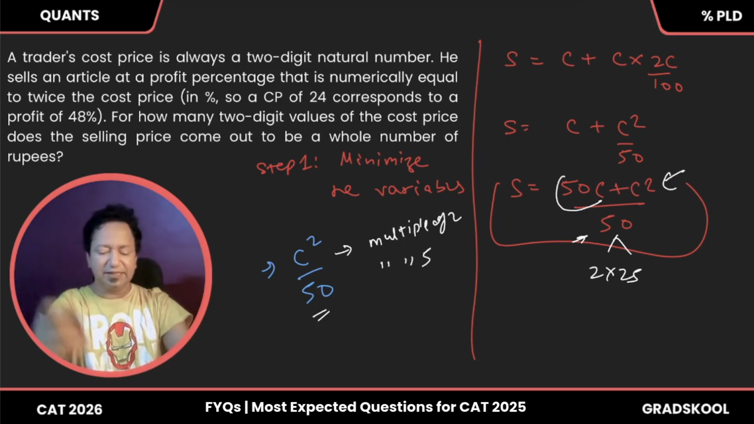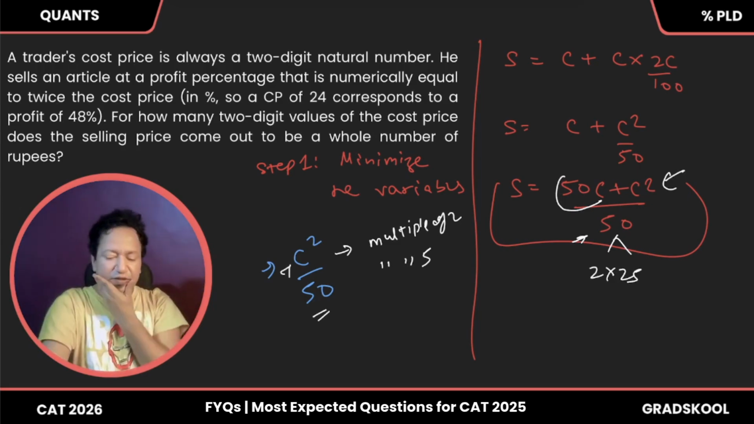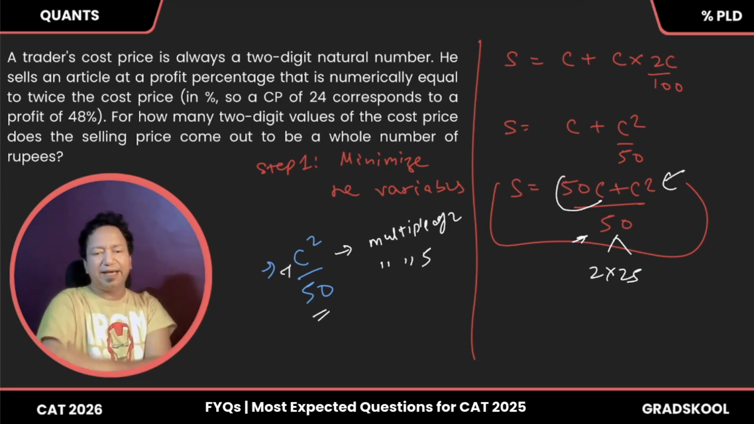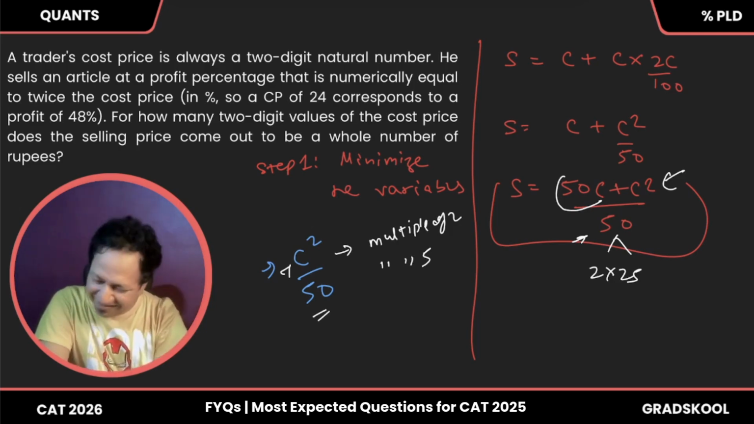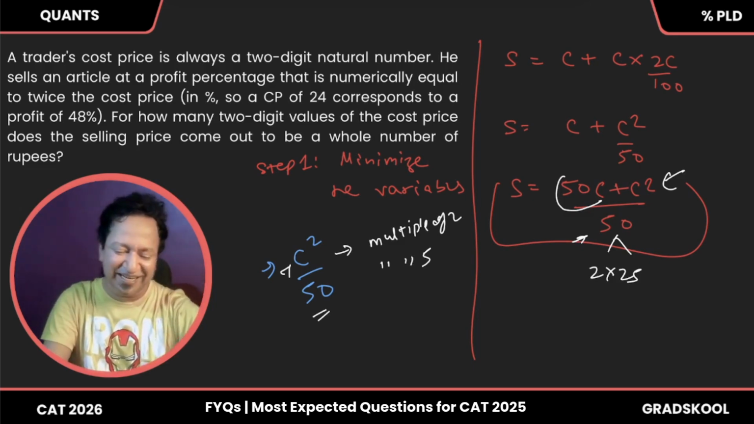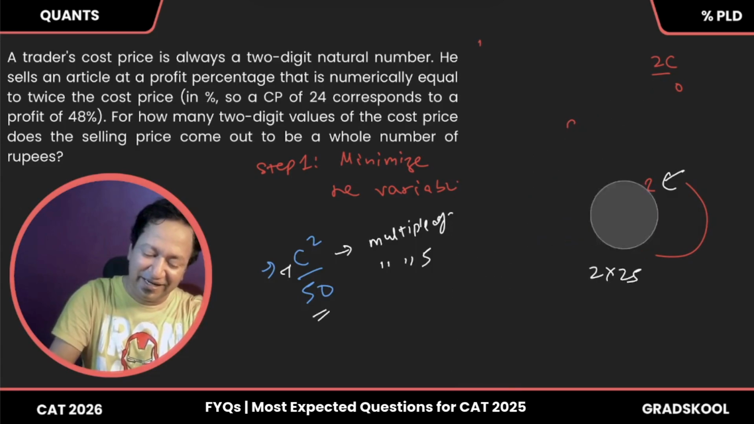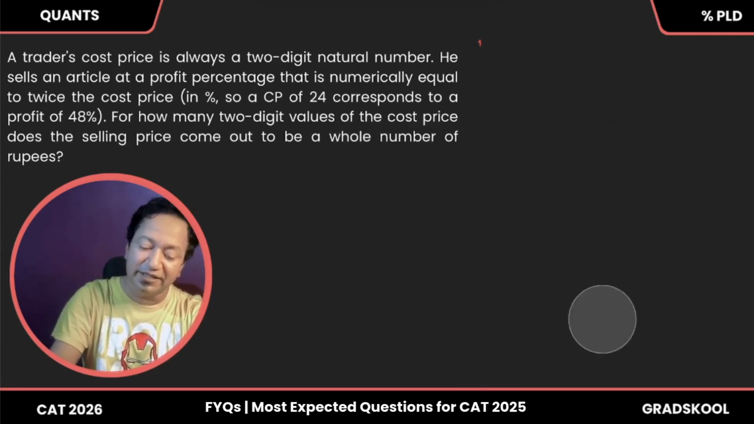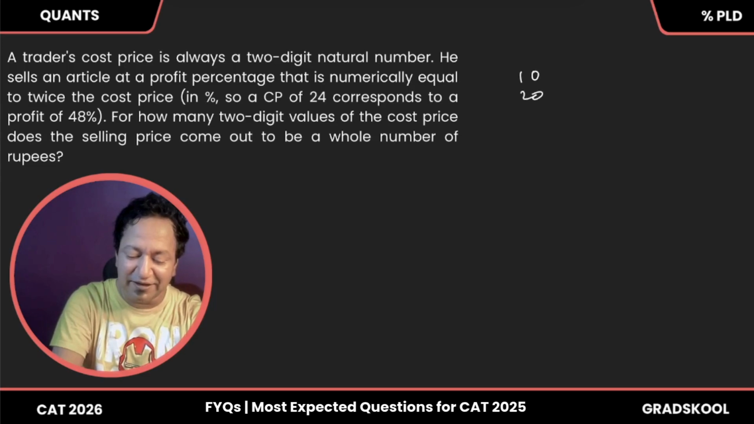I said 5. Why not 25? Because of C square. If you put C as 5, its square becomes 25. So if C is a multiple of both 2 and 5, it will be completely divisible. If it's a multiple of both 2 and 5, what does that mean? It's a multiple of 10. And that's all, guys. It should be a multiple of 10. How many multiples of 10 are two-digit numbers? It's 9 only. 10, 20, 30, till 90. Not 100.